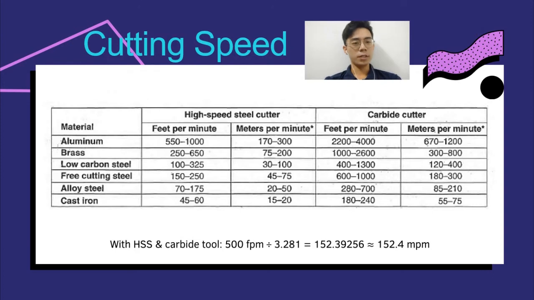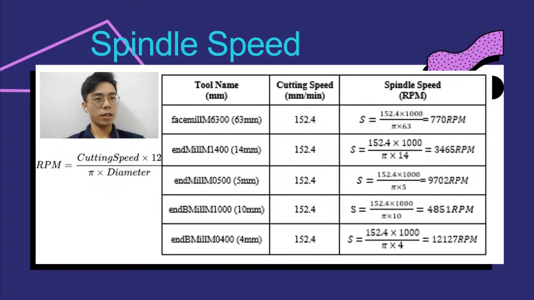The cutting speed. We have calculated that the cutting speed for the HSS and carbide tool needs to use 152.4 meters per minute. The spindle speed. We have calculated the spindle speed for the face mill tool with 63 mm diameter, which needs to use 770 rpm. For the end mill tool of 14 mm diameter, need to use 3465 rpm.